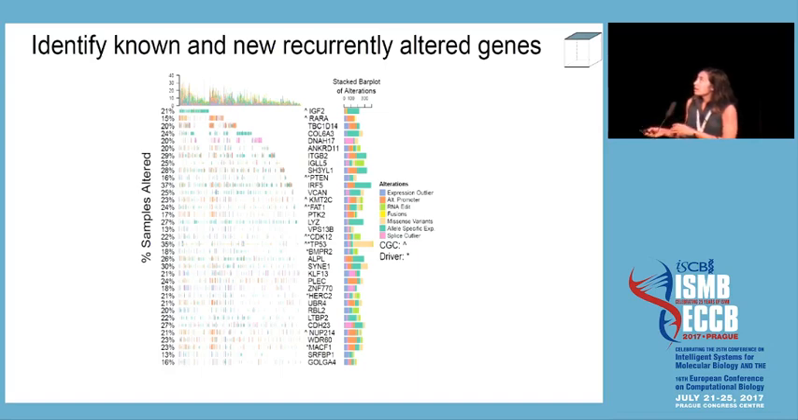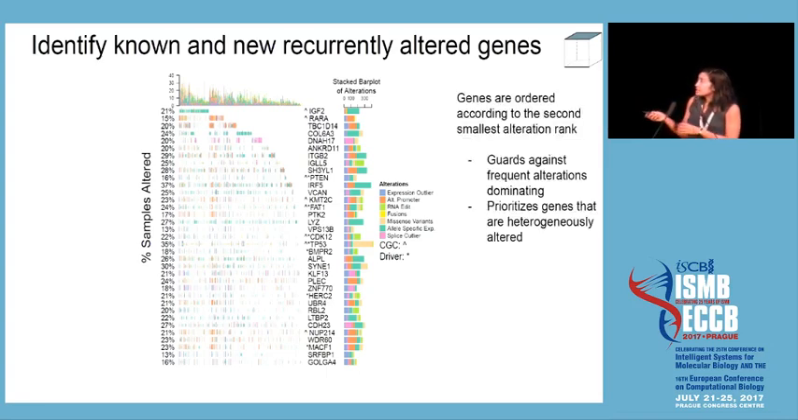Along the columns are samples, and along the rows are genes. And here we see the percentage of samples altered. And you may notice it's not ranked by the percentage of samples altered. So if you're familiar with these types of plots, that may be strange for you. But we had to do a different scoring metric in order to properly rank these genes.